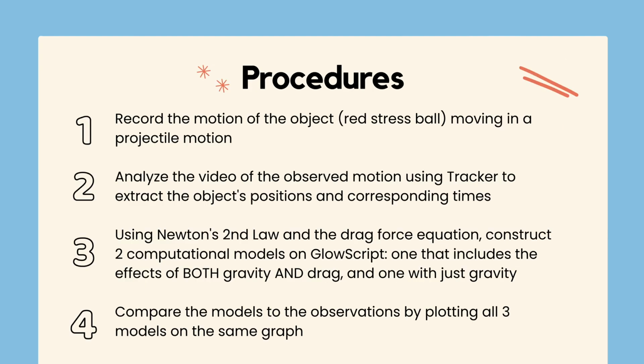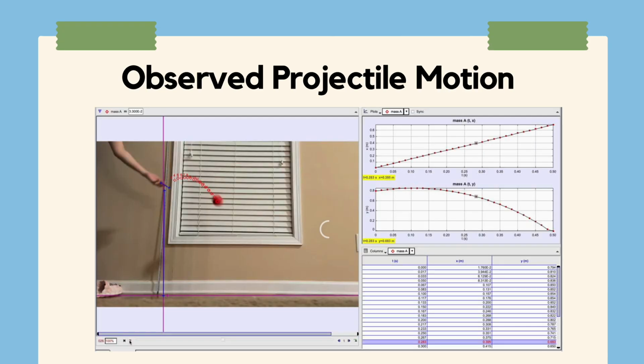These are the steps I took when experimenting in this lab. First, I recorded the motion of the object moving in projectile motion. Then I analyzed the video of the observed motion using Tracker to get the object's positions and corresponding times. After that, I used the physics principles to construct two computational models on GlowScript, one that only accounted for gravity and one that accounted for both gravity and air resistance. Lastly, I compared all three of the models on the same graph to analyze the data further.